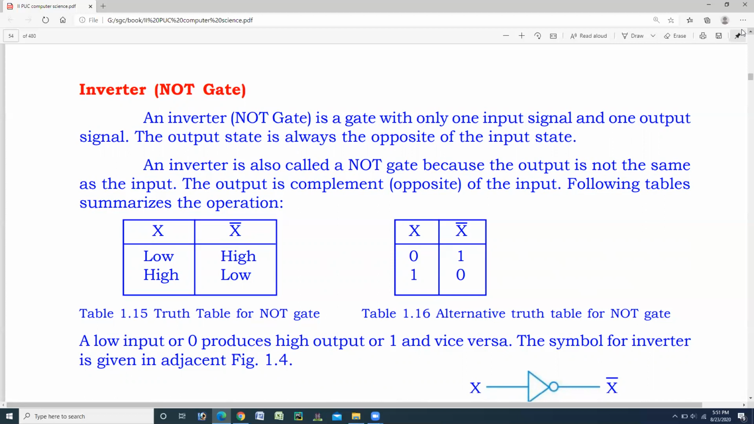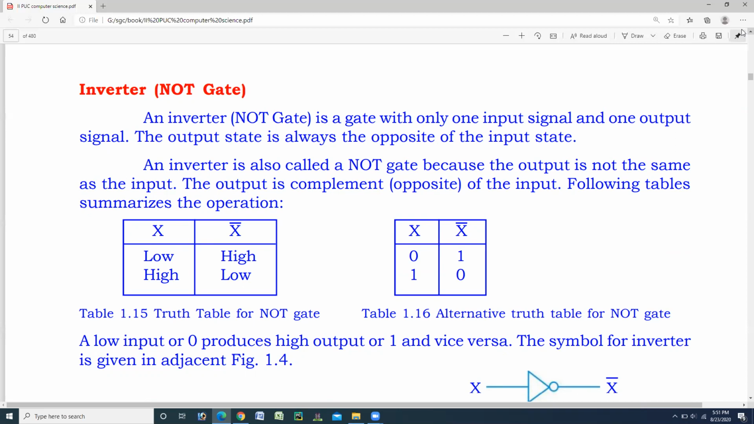It is also called an inverter. A NOT gate is a gate with only one input signal. This is the only gate that accepts only one input signal and produces only one output signal. A gate which takes one input and produces one output is nothing but a NOT gate. And the output of this gate is always the opposite of the input signal. That's why it is called an inverter. It complements the given input.